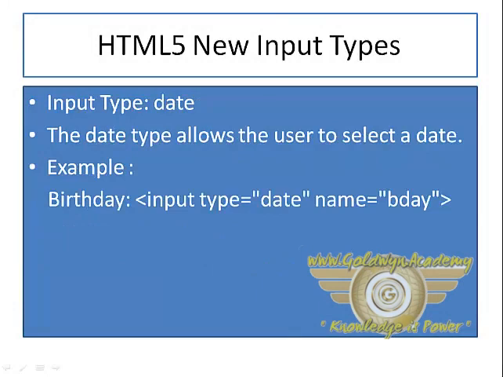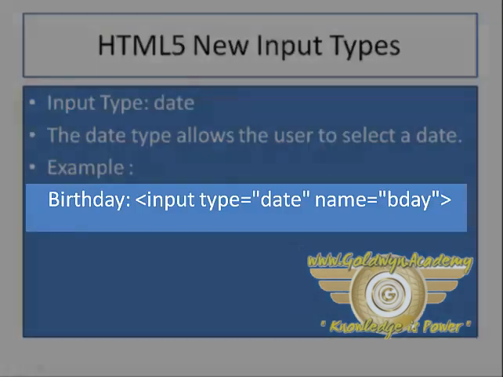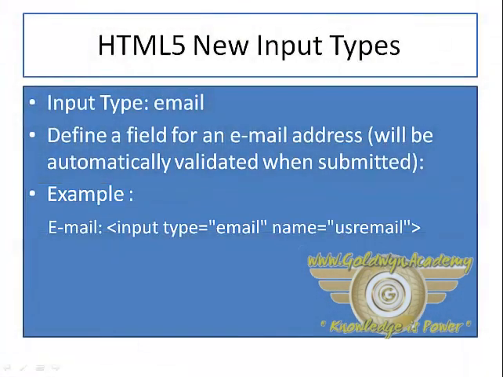Then comes the new input type date. The date type allows the user to select a date. For example, we need to provide inside the bracket input type is equal to date to define a date input type. Moving ahead. Next in our list is email input.